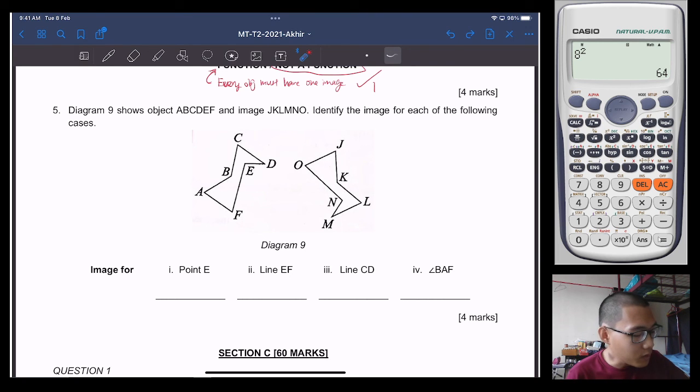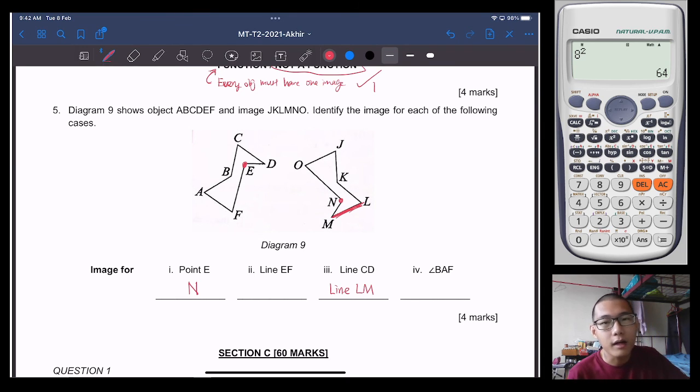And then the first one, point E. Where is point E? After you see the rotation, we go to the end. If you try to imagine this CD after you rotate it, we have line CD. CD here is rotated to this one, so this one is LM. Before that, we go back to point E first. E rotates here to point N. So we have point N.